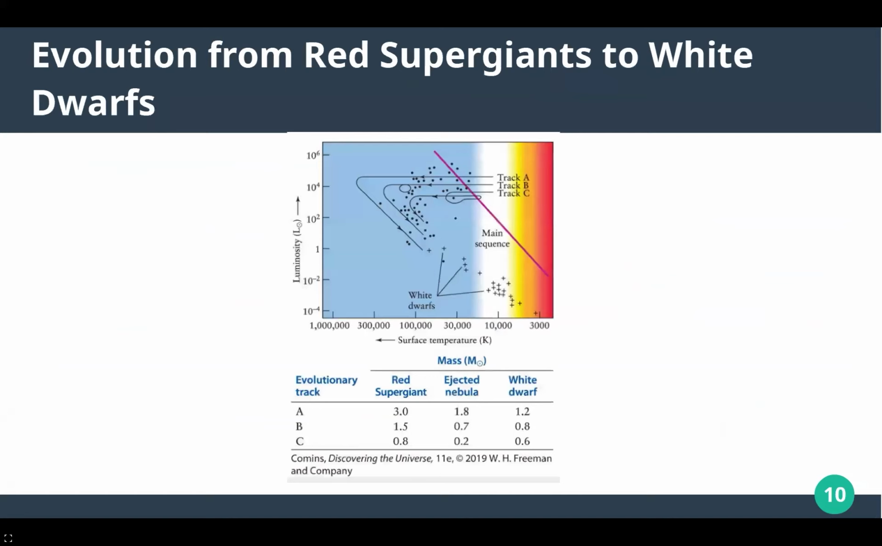They become white dwarfs along track A for a giant of 3.0 solar masses, track B for a red supergiant of 1.5 solar masses, C for a red supergiant of 0.8 solar masses.